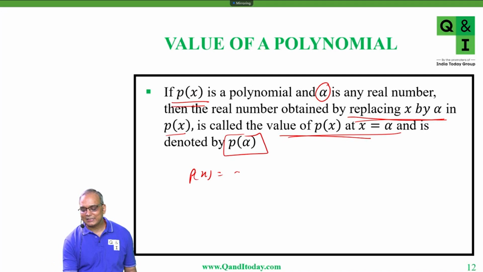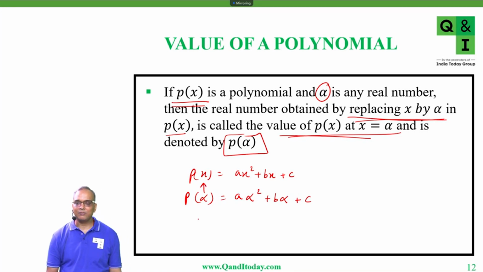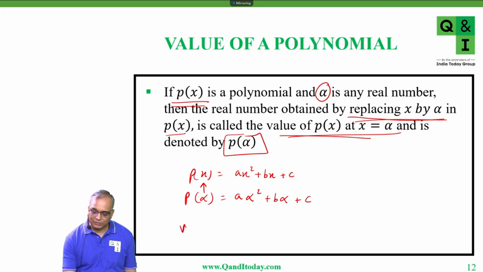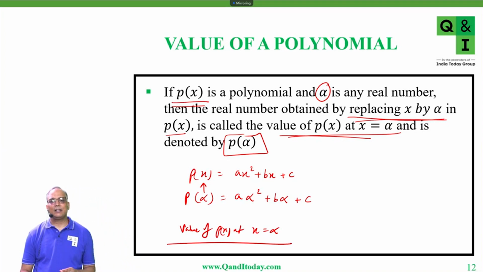So let's say p(x) is ax^2 + bx + c. Then p(alpha) will be a times alpha squared plus b times alpha plus c. So instead of x, we are going to replace it by alpha. So this is called the value of the polynomial p(x) at x equal to alpha. When you replace the variable x by some real number alpha in the polynomial p(x), then we say that this is the value of the polynomial p(x) at x equal to alpha, and it is denoted by p(alpha).